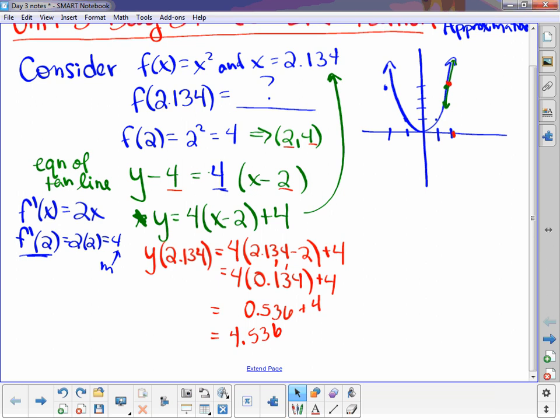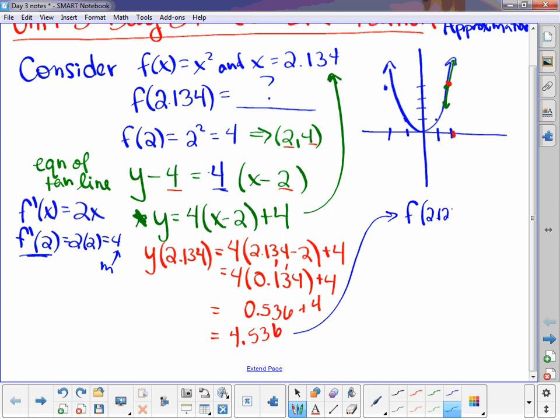So we use this and say, hey, I don't know exactly what it is, but I have a pretty good idea that the height for 2.134 is probably going to be, use the squiggle because it's approximate, 4.536. I know that's not exactly what it is, but that should be decently close. So those that do have a calculator with them, just go and get it out real quick. Go and type in what 2.134 squared is.